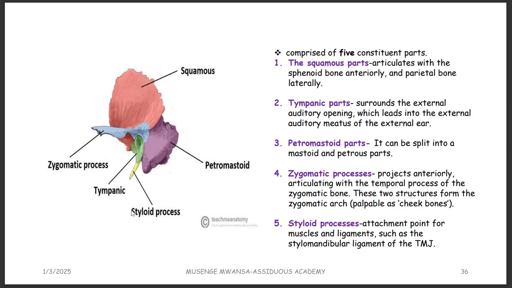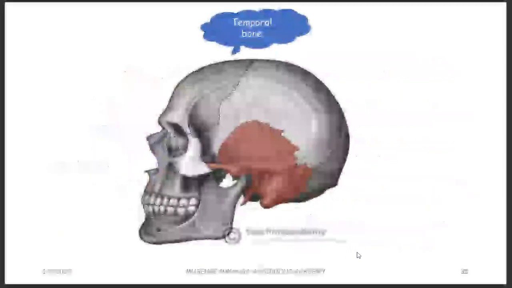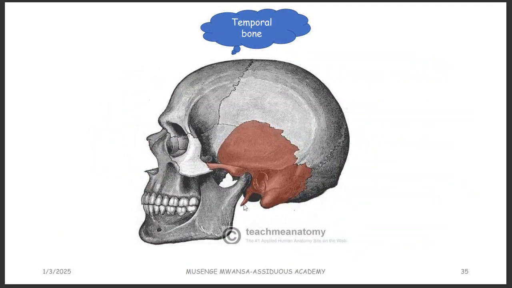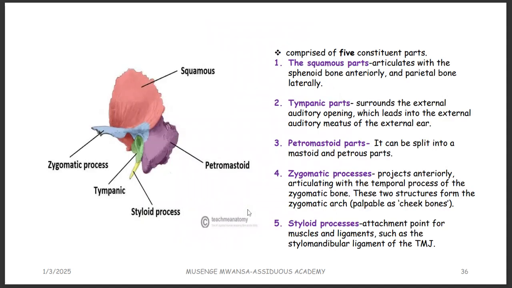When you look at the styloid process, there's going to be attachment for muscles and ligaments to this same styloid process. For example, I've got what we call the stylomandibular ligament. This is a styloid process. Can you see? We're going to have a ligament coming from the styloid process, going to the mandible. We call that a stylomandibular ligament.